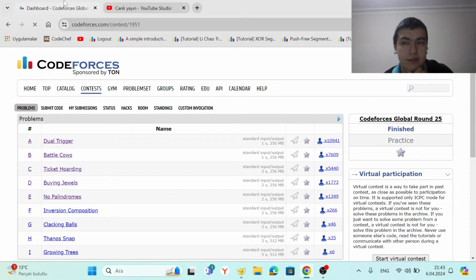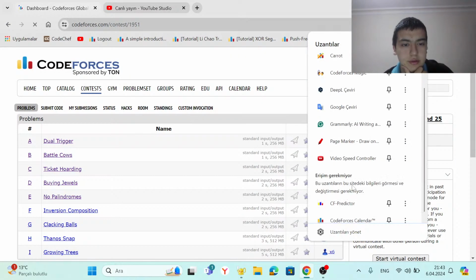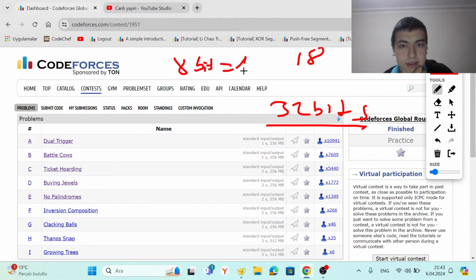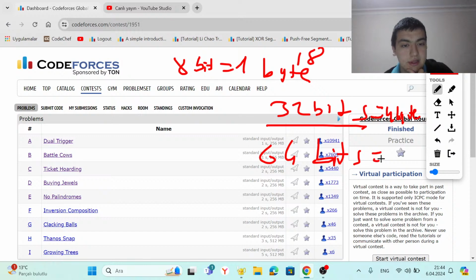an integer is 32 bits, and 8 bits equal 1 byte. So this is equal to 4 bytes. Long is equal to 64 bits, so it will be 8 bytes. So 8 bytes makes more sense.